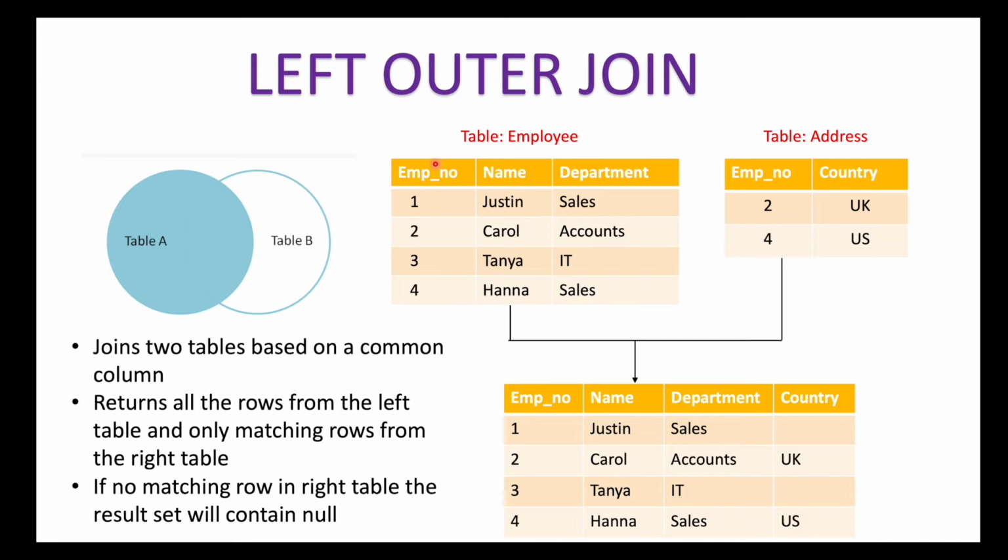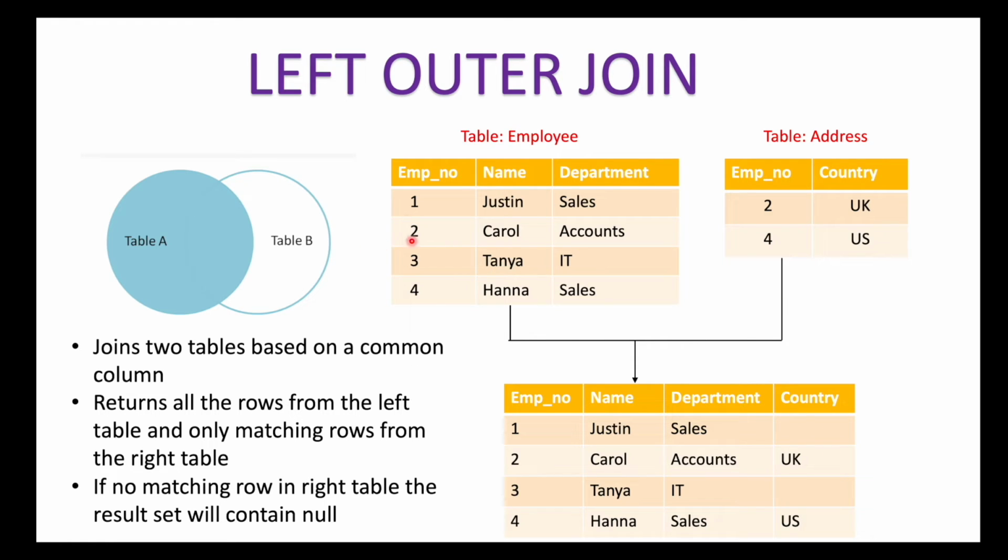Employee number 1 is present in the employee table. Employee number 1 is not present in the address table. So as per the description of left outer join, it will retrieve all the rows from the left table. So it will retrieve this first record, but only the matching rows from the right table. If it is not matching or present, it will be null. So the first record is null.